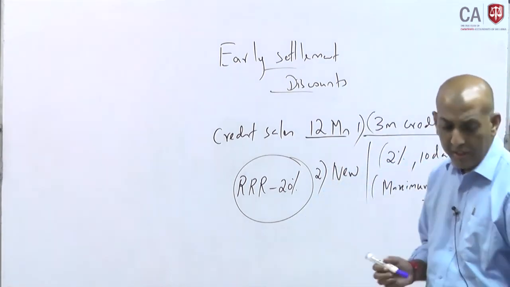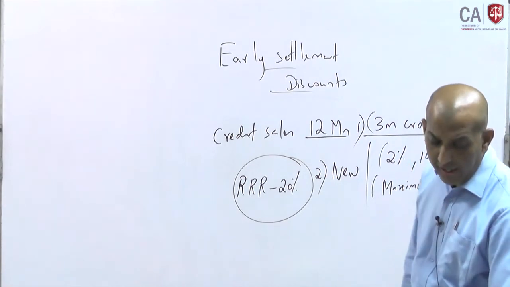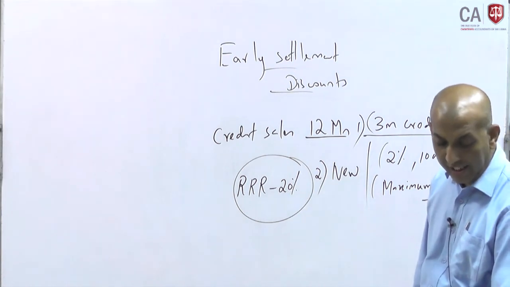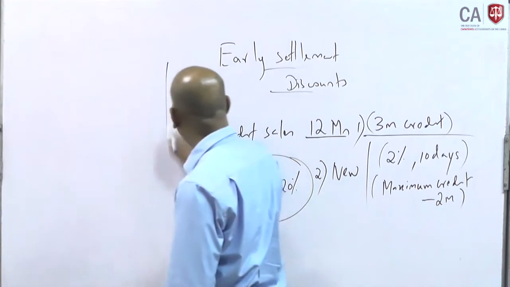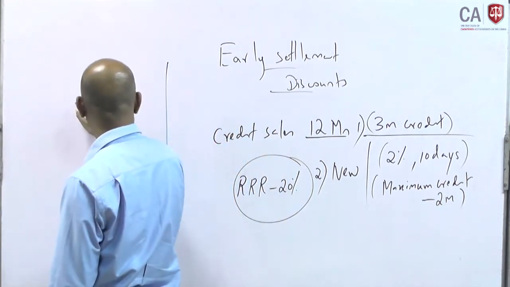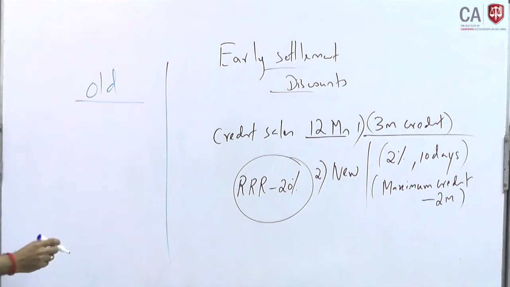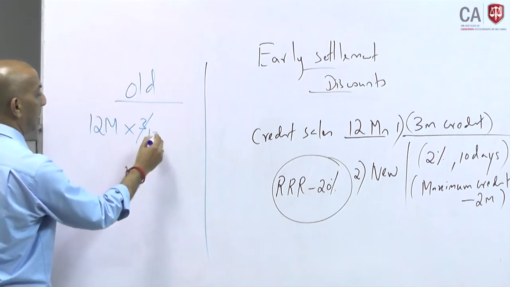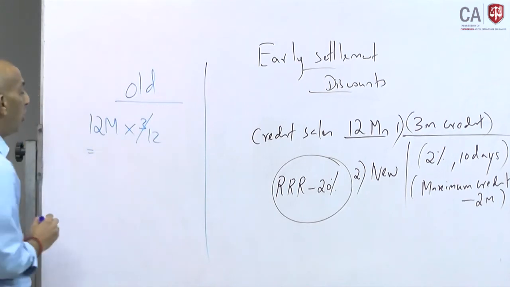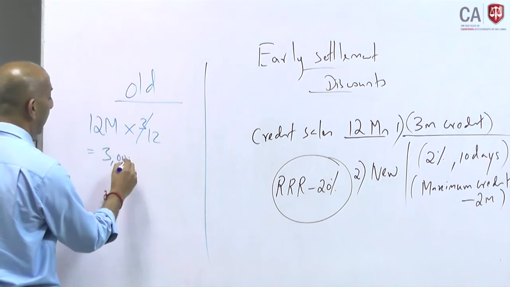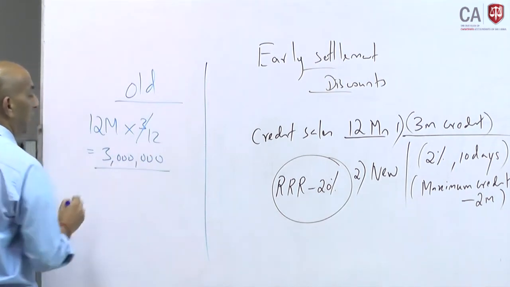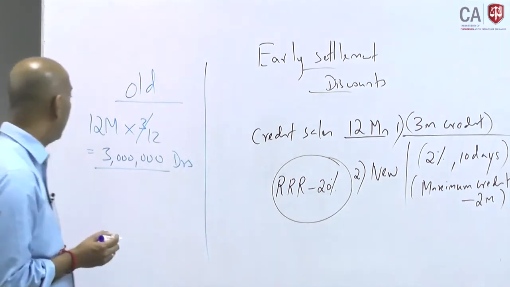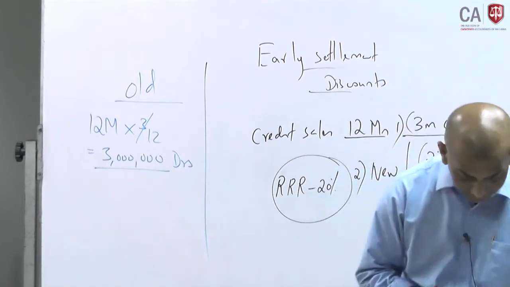Okay, so let's look at the volume of accounts receivable if company policy remains unchanged. We will take the old policy and the new policy. Old policy: 12 million your sales, 3 months credit period. So your average debt outstanding, your debtors, is going to be 3 million.